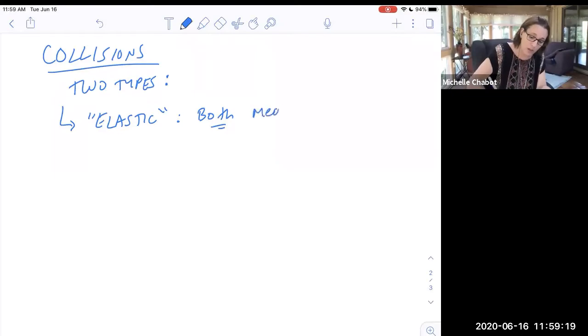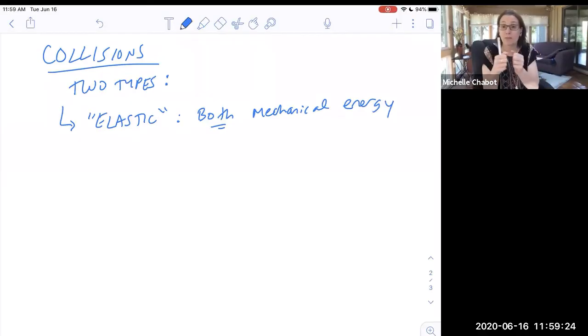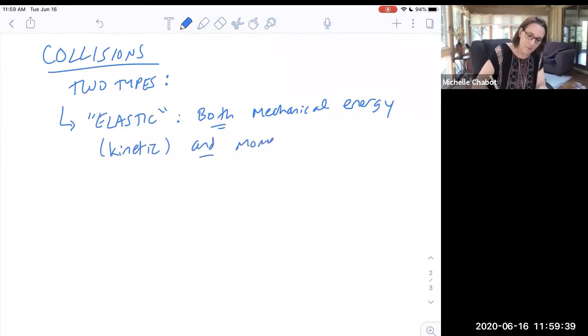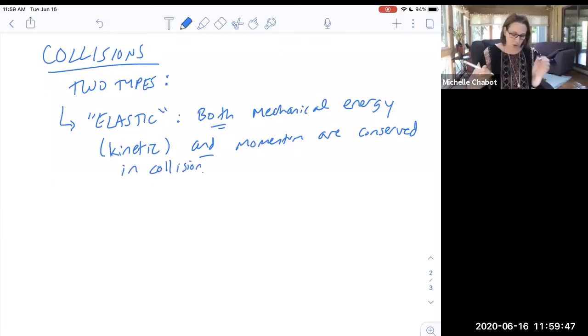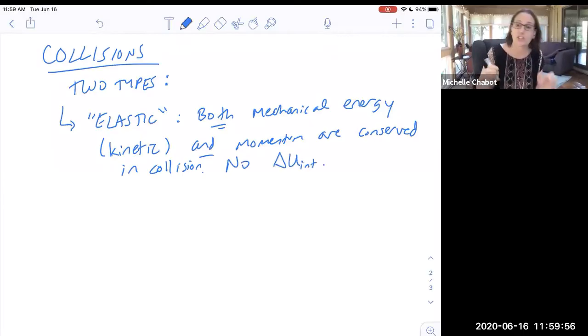So both mechanical energy, which really, if we're on a short time scale right before and right after our collision, is just the kinetic energy. So both mechanical energy, and I'll put there, it's the kinetic energy, and momentum are conserved in the collision. So this is basically what happens when there's no delta U internal, right? So there's no internal energy created during this collision.